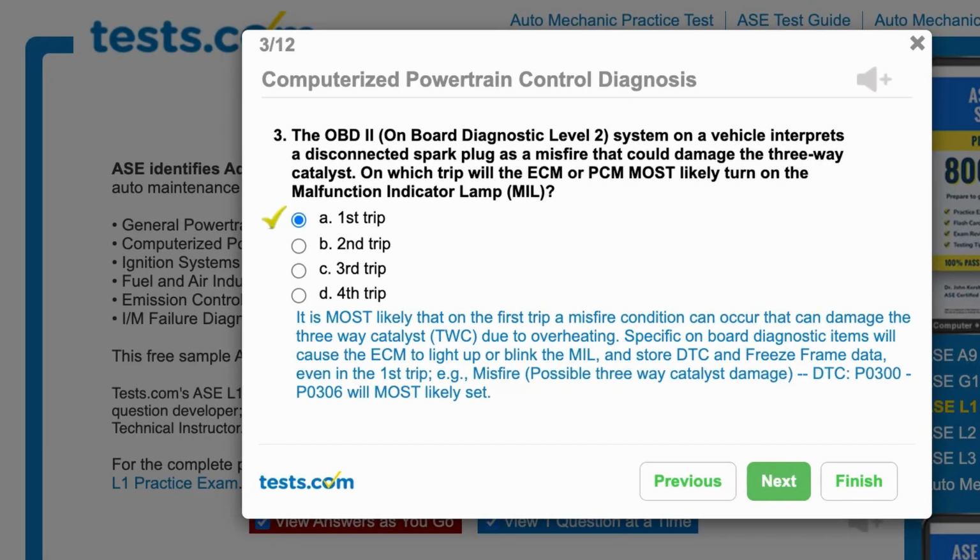A. First trip. It is most likely that on the first trip a misfire condition can occur that can damage the three-way catalyst, or TWC, due to overheating. Specific onboard diagnostic items will cause the ECM to light up or blink the MIL and store DTC and freeze frame data, even in the first trip, e.g. misfire, possible three-way catalyst damage. DTC P0300, P0306 will most likely set.